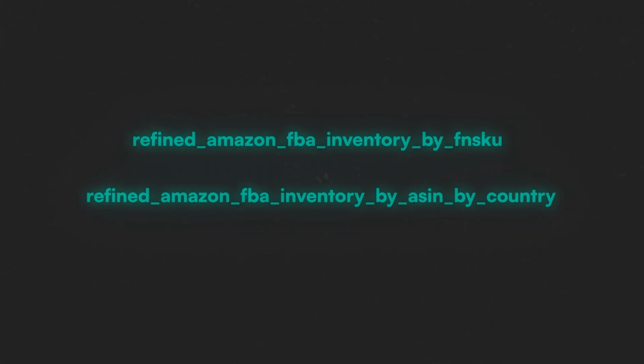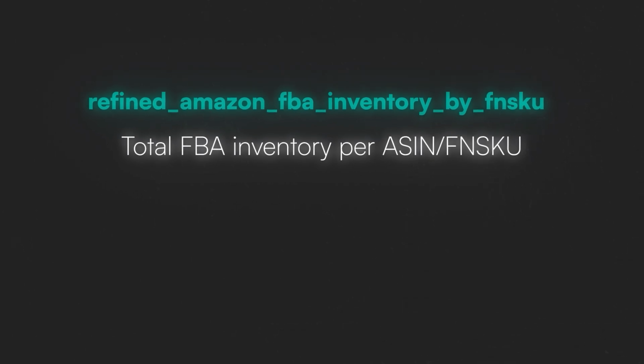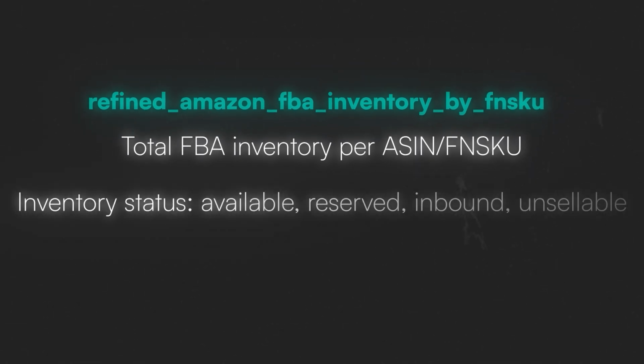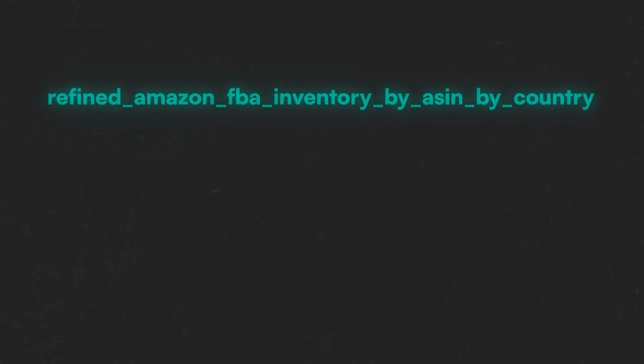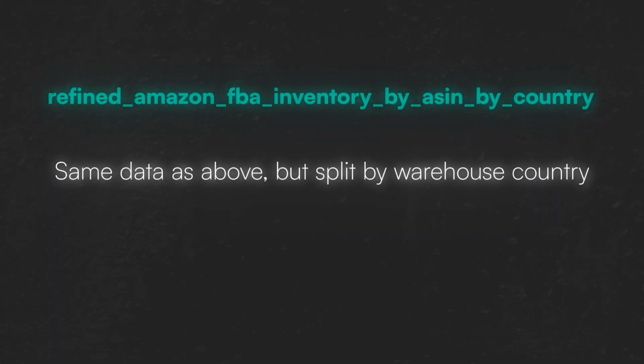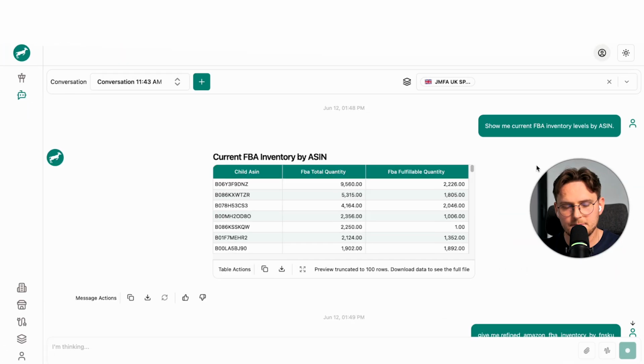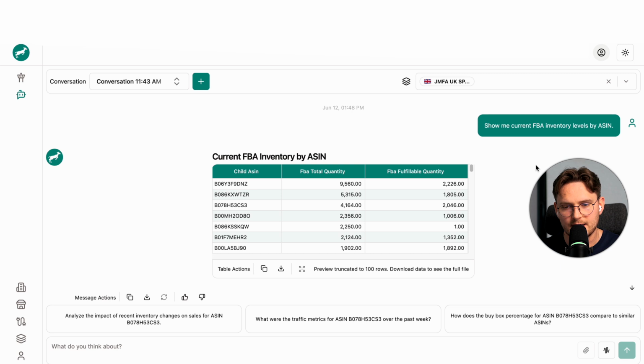Their names are Refine Amazon FBA Inventory by FNSKU, which gives you total FBA inventory per SKU, FNSKU, and inventory status, which could be available, reserved, inbound, or unsellable, and historical tracking, meaning you know if the inventory is rising or falling. Now, the second one, which aggregates it by country, is pretty much the same data. However, it's actually split by the warehouse country. So it's perfect for sellers in Europe. Let me show you how you can actually get this data.